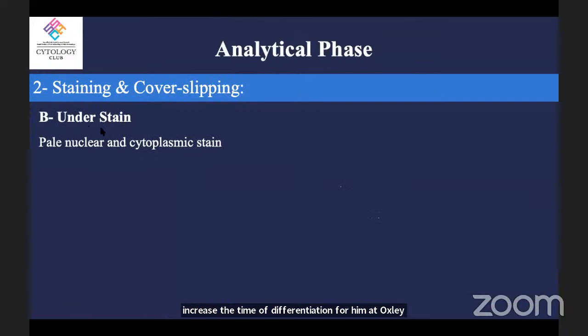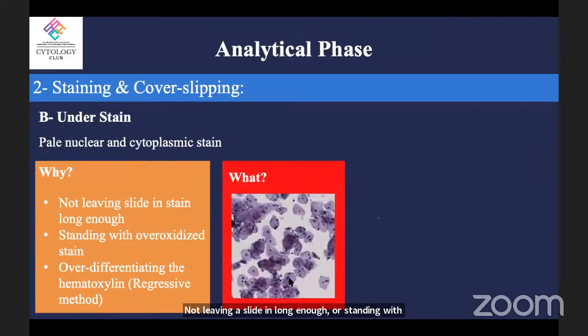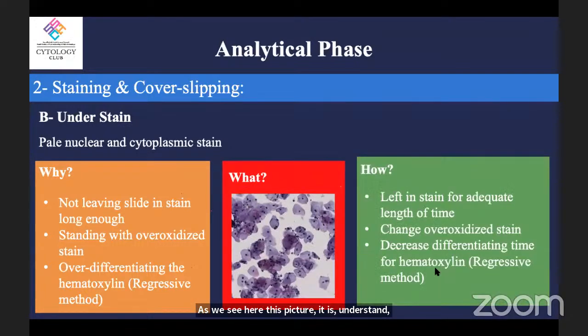The second issue is understain, which is where there is pale nuclear stain and cytoplasm. Why is it happening? Not leaving a slide in stain long enough, or staining with over-oxidized stain, or over differentiation in the hematoxylin for the regressive method. As we see in this picture, it is understained, especially the cytoplasm. And how could we avoid it? Leave the stain for an adequate length of time, change over-oxidized stain, and decrease differentiation time in the hematoxylin.